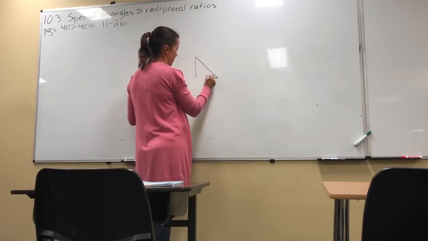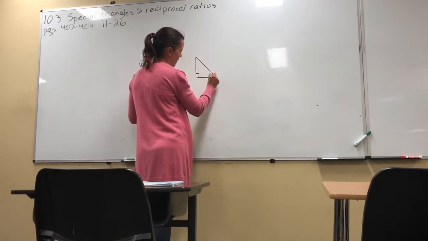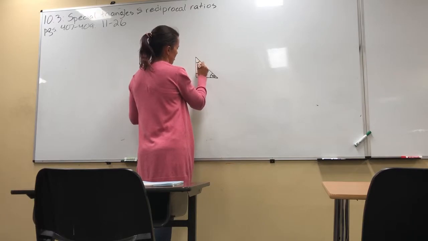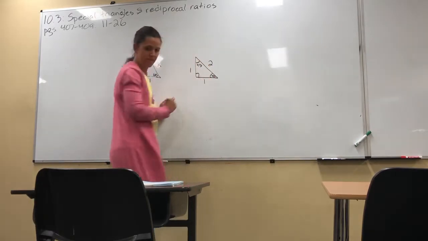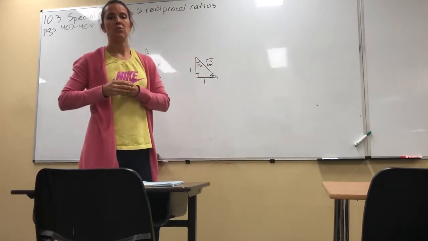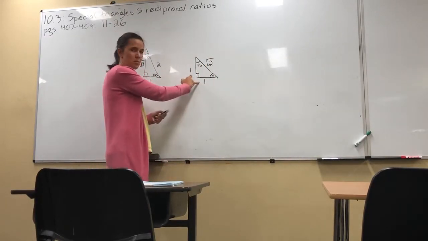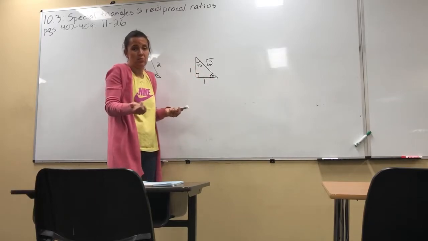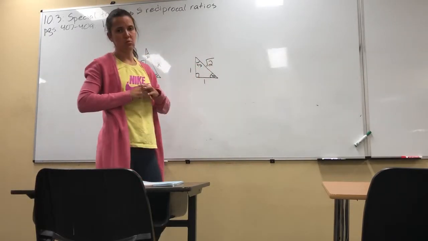Now the 45, 45, 90 is a tiny bit easier. It's 1, 1, square root of 2. I keep forgetting the square roots. So in that case, you're always going to have a ratio where these two sides are the same, which makes sense because the angles are the same, right? And then the hypotenuse is going to be square root of 2.